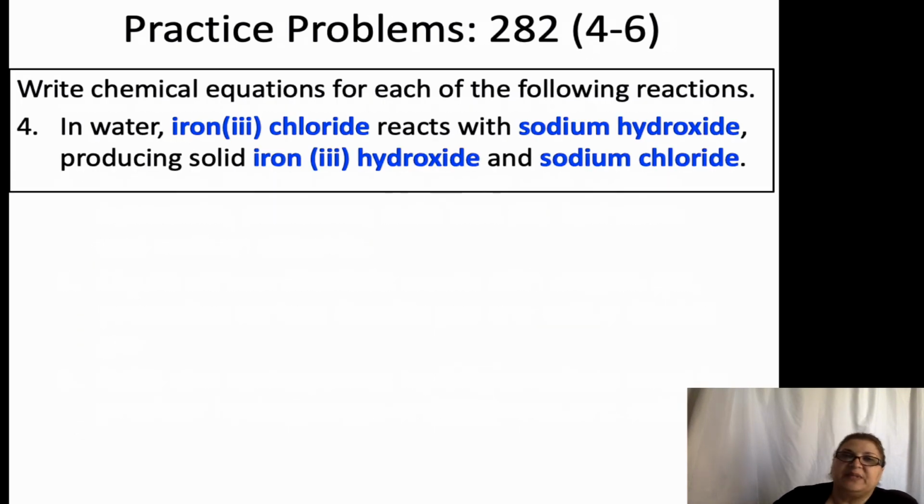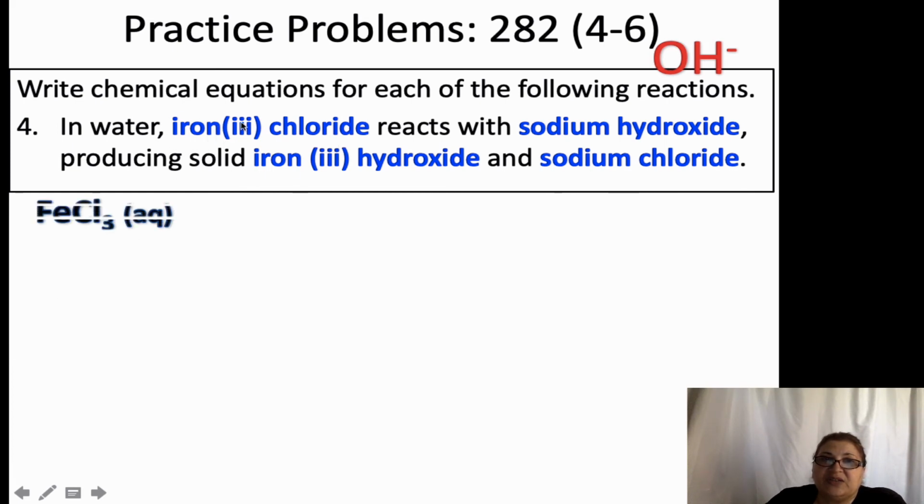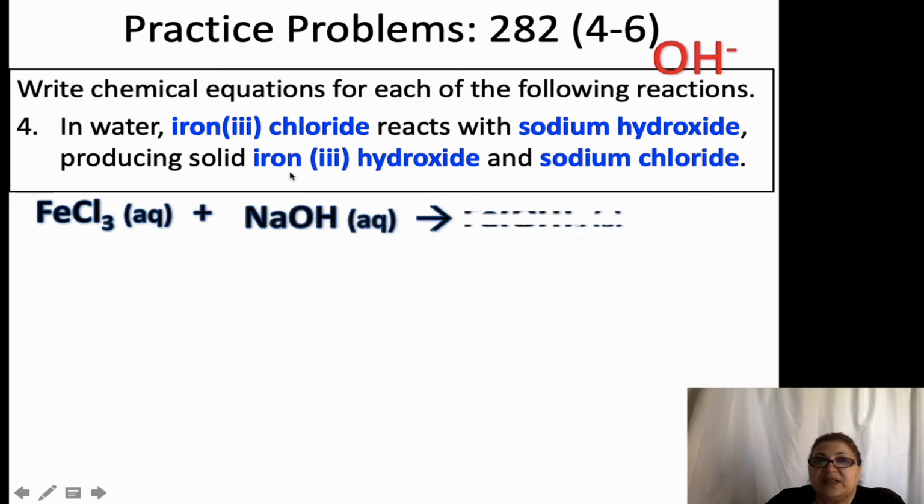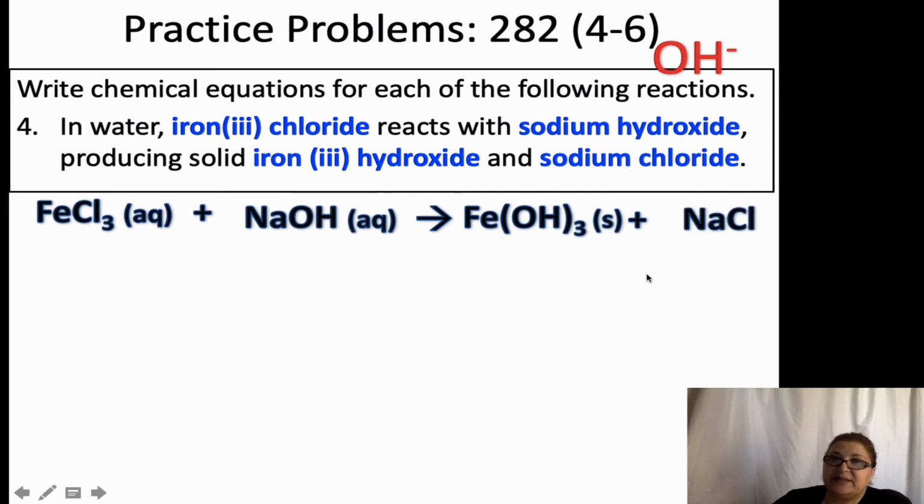Now this one, a little bit complicated, but if you break it down, it's not so bad. Also polyatomic right here. Hydroxide is OH. Iron 3, remember this is a transition. So it just means we have 3 chlorines. Reacts with sodium, NaOH. Produces, that's an arrow, solid iron 3 hydroxide. So, right here, iron 3 hydroxide plus sodium chloride and NaCl.